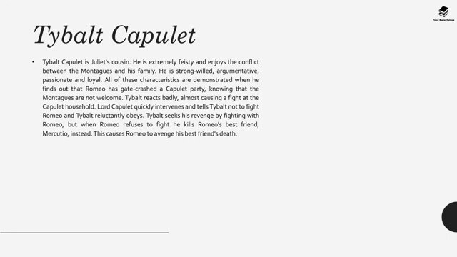Tybalt Capulet is another important character, and he's Juliet's cousin. He's very feisty and enjoys the conflict between the Montagues and his family. He's quite strong-willed, argumentative, passionate, and loyal, and all of these characteristics are demonstrated when he finds that Romeo has crashed the Capulet party, knowing that the Montagues are not welcome. He reacts badly, almost causing a fight, even if Lord Capulet intervenes and tells him not to fight. Later on he does still seek his revenge by fighting with Romeo, even if Romeo refuses to fight. He ultimately kills Mercutio, and this leads Romeo to kill him to avenge his best friend's death.